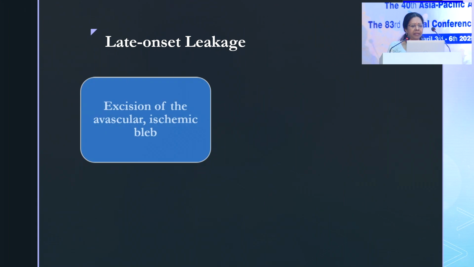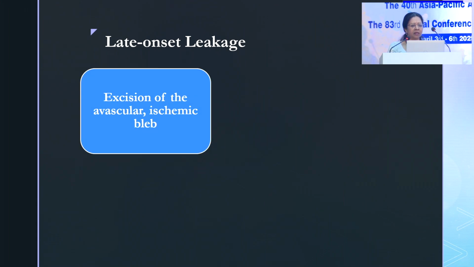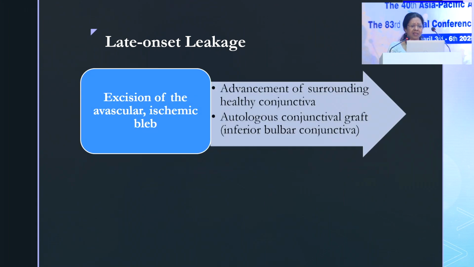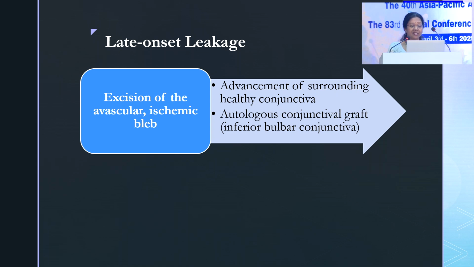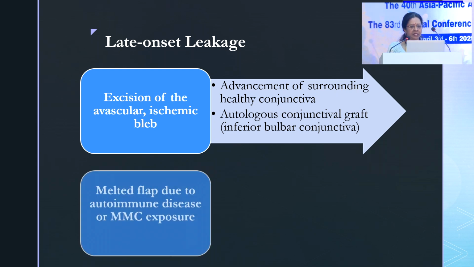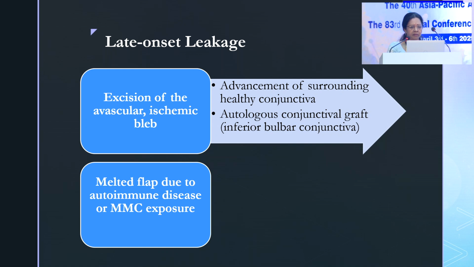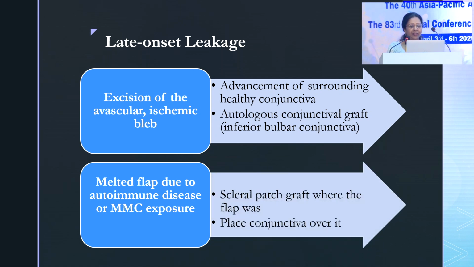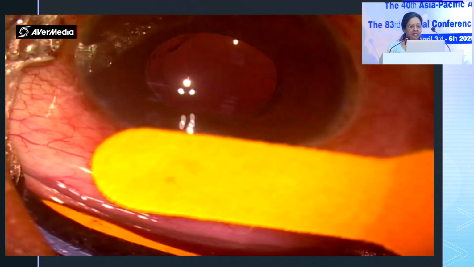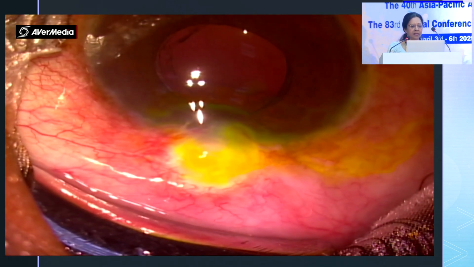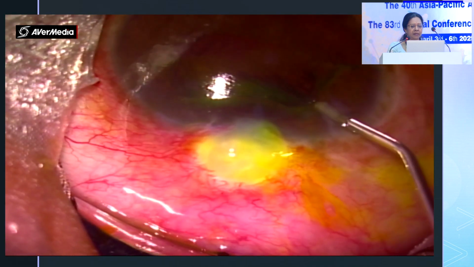Late onset bleb leak is mainly due to the avascular bleb, and so here you can do an excision of the bleb and advancement of the surrounding healthy conjunctiva. If it's a melted scleral flap, then you can put a scleral patch graft and then advance the conjunctiva. You can see here the late bleb leak, the avascular bleb.